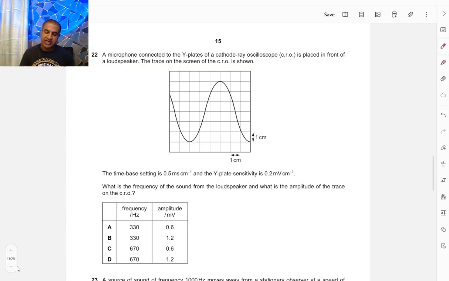What is the frequency of the sound from the loudspeaker and what is the amplitude of the trace on the CRO? First of all, we need to find the center line. The center line is 1, 2, 3, 1, 2, 3. So this is the center line, the mean position, the mean line. Yeah, that is correct. And let's just find the frequency first. The time period, we can just go for the troughs over here. So 1 box, 2 box, 3 box, 4 box, 5 box, and 6 box.